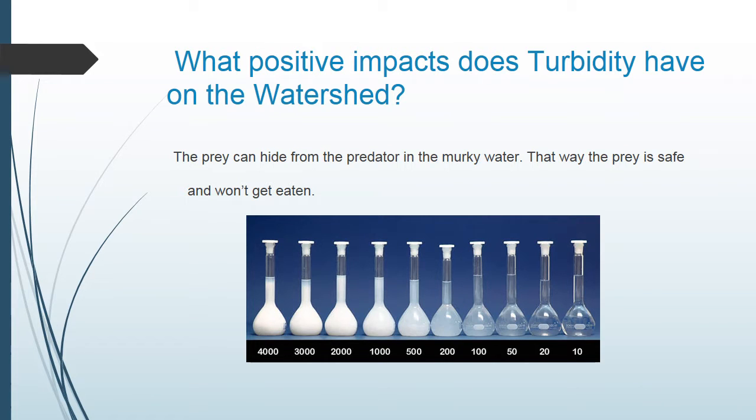And as we know, what positive impacts does turbidity have on the watershed? The prey can hide from the predator in the murky water. That way the prey is safe and won't get eaten.